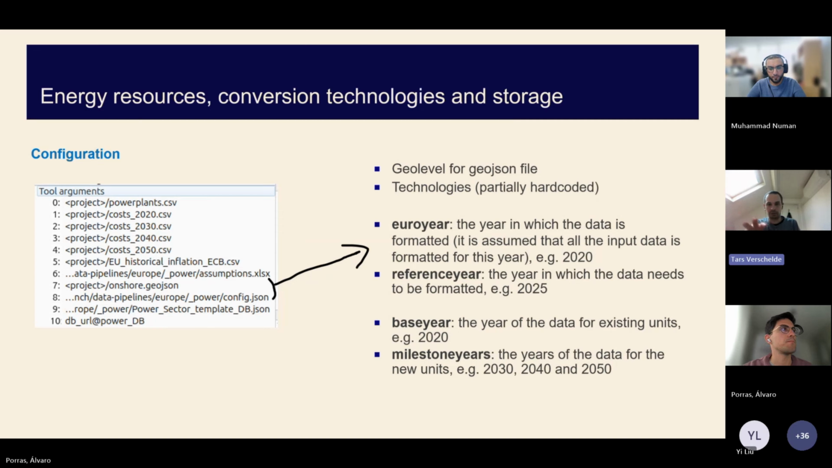Then, also under the hood and in the configuration file, it makes a distinction between a few years. The first two are based on what year the data is formatted in, which is 2020, and what year it should be formatted in, which is 2025. So with the inflation factor, we convert that. And then the other ones are more related to the case study that you're doing, like what is the base year of your existing units, which is here also 2020, and which are the milestone years for your investment planning in your case study, which are 2030, 2040, 2050.